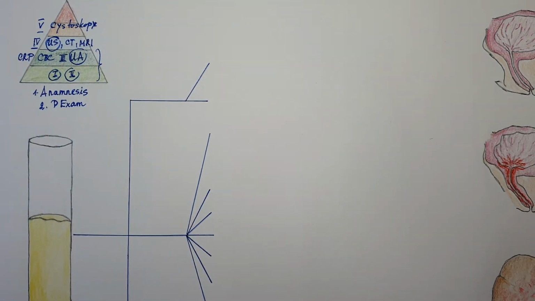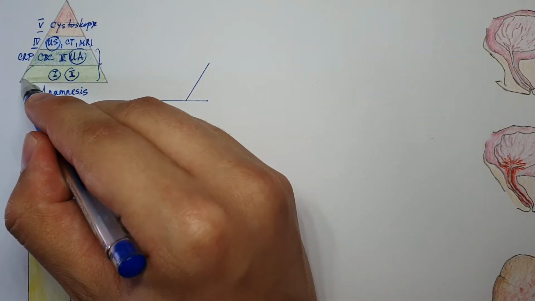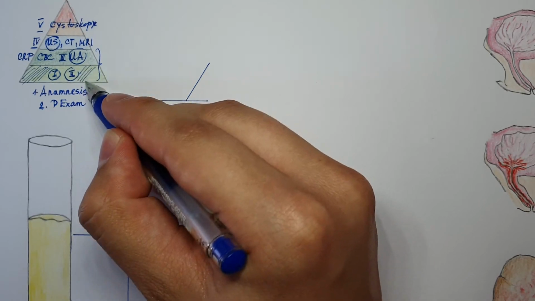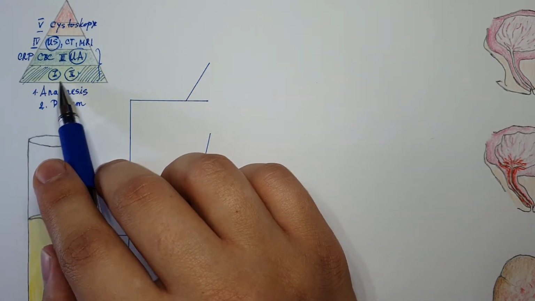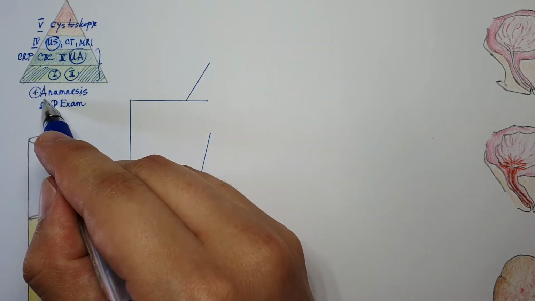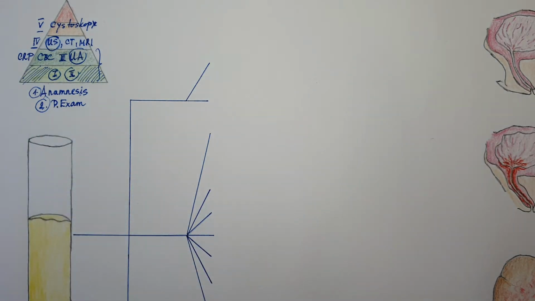So obviously in any disease, so it is also with urinary tract infections, the basic two elements are the history taking, so the anamnesis, and the physical examination. So these are the two basic elements we start from.